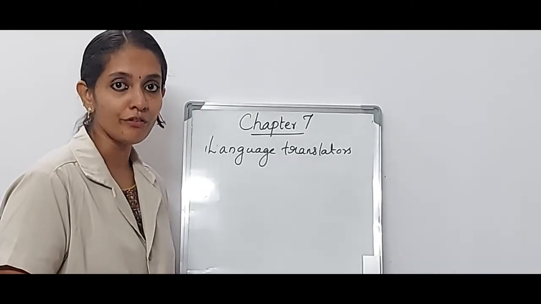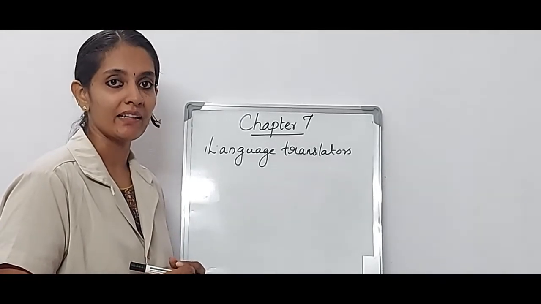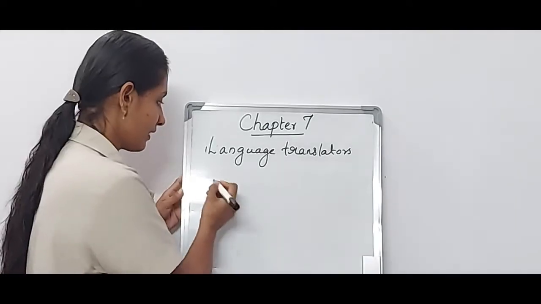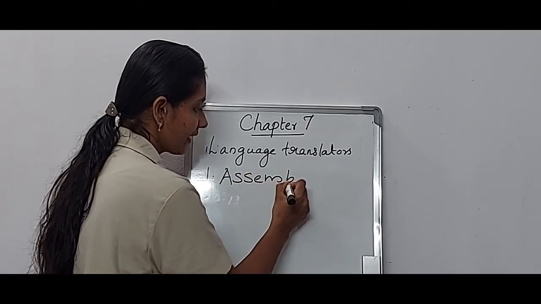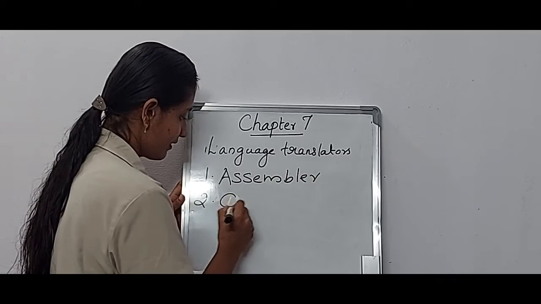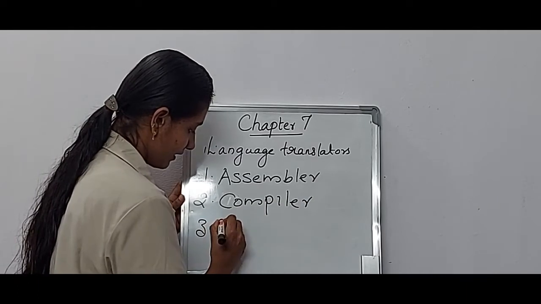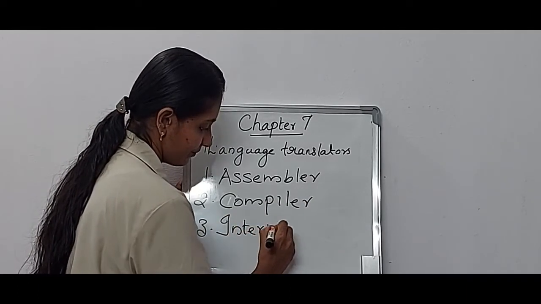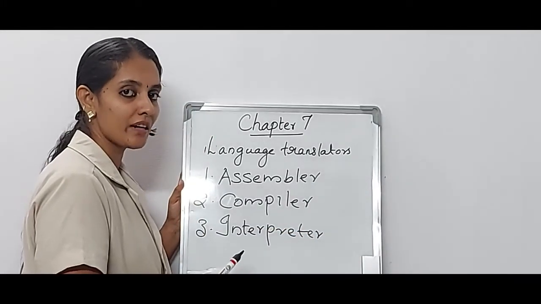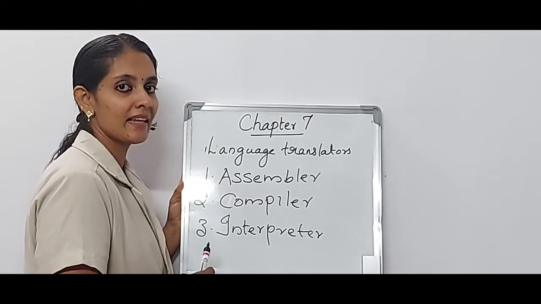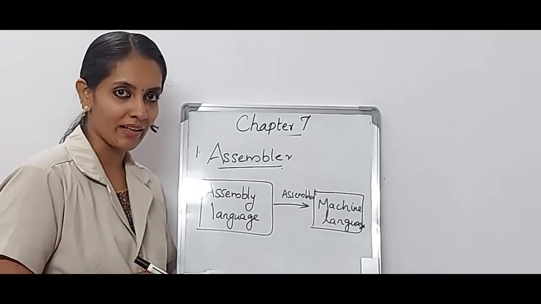Language translators are of three types. First one, assembler. Second one, compiler. Third one, interpreter. These are the three types of language translators.